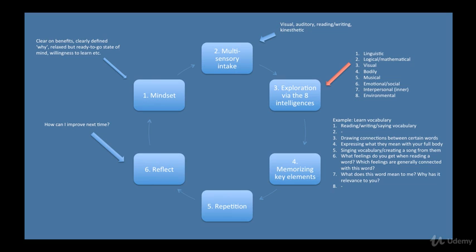Then number 6, emotional and social. For instance, what feelings do you get when reading a word? Which feelings are generally connected with this word? Let's say you have to remember the word bad. So people teach you the word bad. Or for instance, you learn the word in German, let's say schlecht, which means bad. Let's say you want to remember this word. Then you want to look in every corner of your brain. Where exactly could that knowledge be?